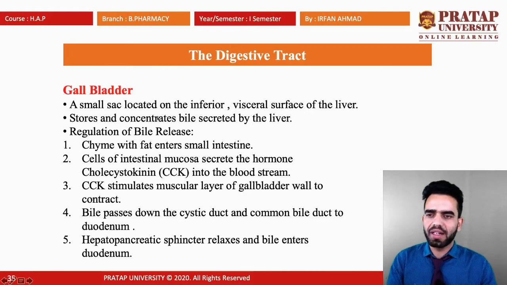Now there is another structure, that is the gallbladder. It is a small sac located on the visceral surface of the liver and stores concentrated bile. The regulation of bile release is done by chyme: when chyme with fat enters the small intestine, the cells of the intestinal mucosa secrete the hormone cholecystokinin into the bloodstream, as already discussed. CCK stimulates the muscular layer of the gallbladder to contract. Then bile passes down the cystic duct and common bile duct to the duodenum. Then the hepatopancreatic sphincter releases the bile and it enters the duodenum. So this all is the regulation of bile release.